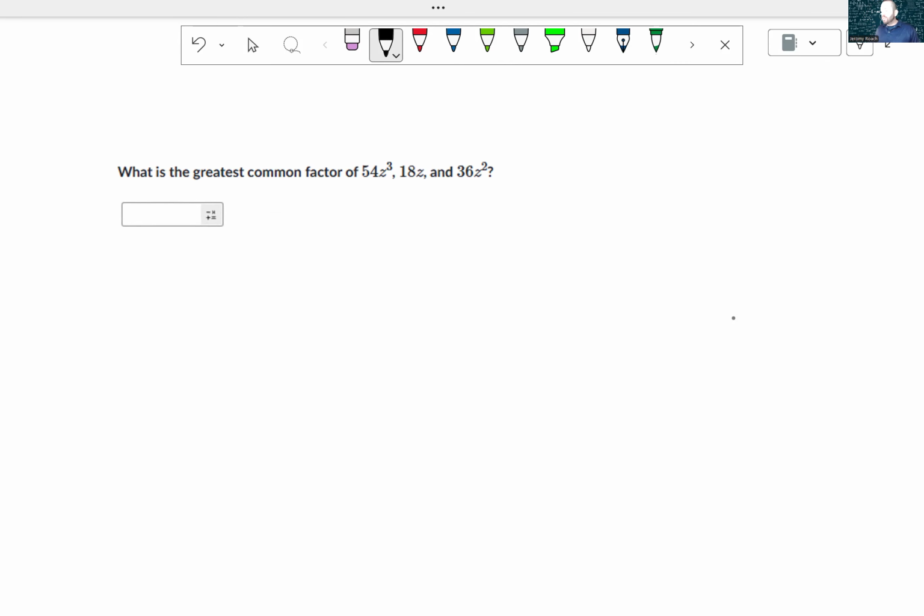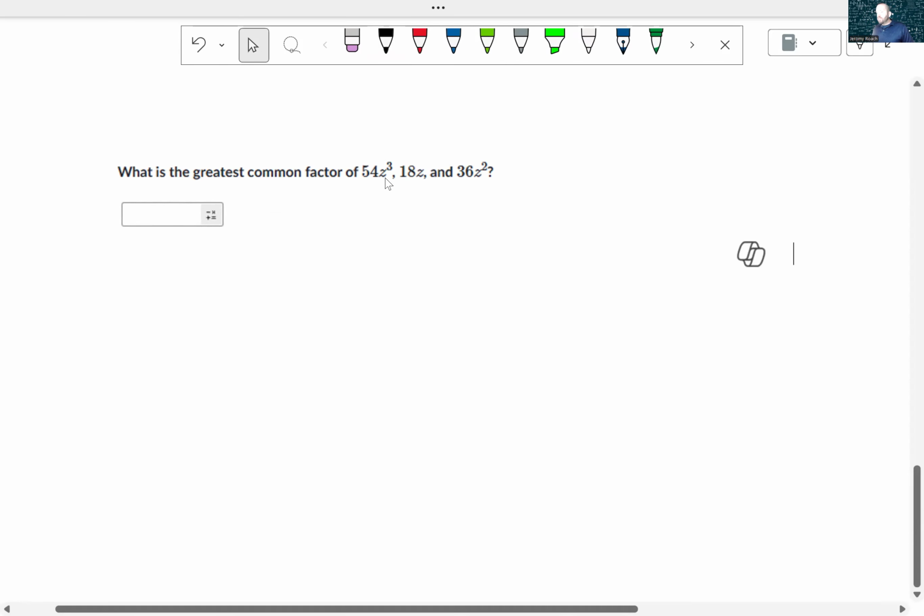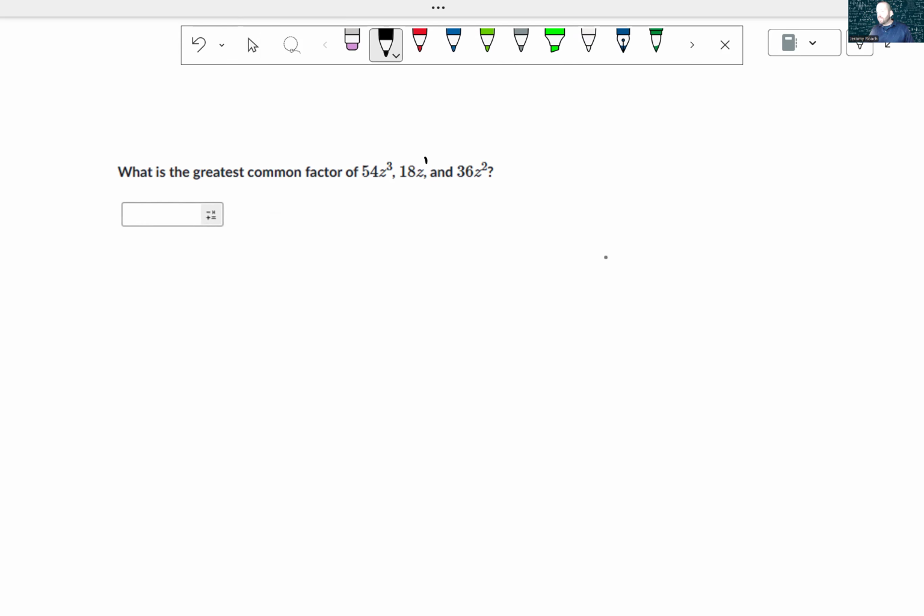If we look at the z's, we're going to factor out the greatest z value first. I think that's always easiest anyway. So this is z to the 1 or just z. We can factor out a z from all three of these. Now we want to look at what's the greatest coefficient or number that we can factor out. Well, it looks like we can divide 54 by 18 also. 36 divided by 18 is 2. 18 divided by 18 is 1. So it looks like we can factor out an 18.